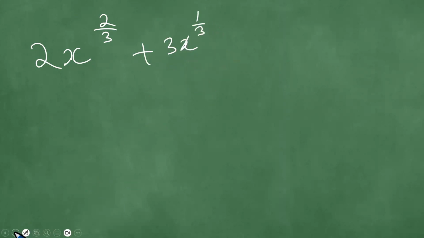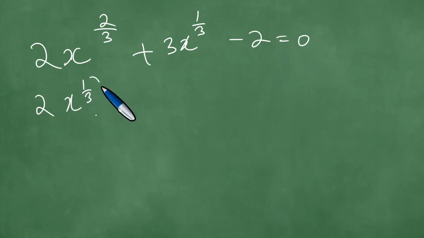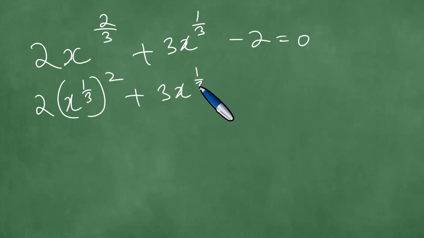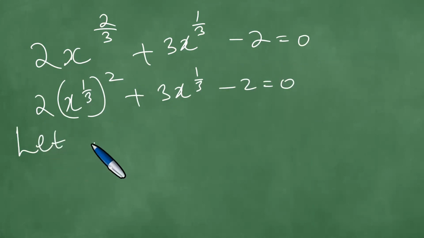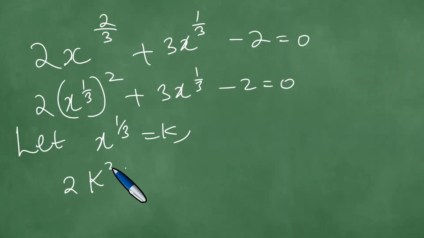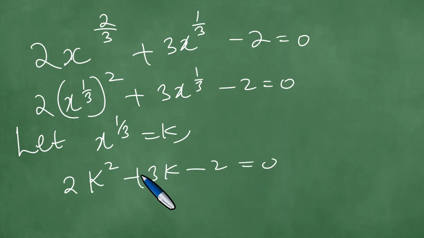Let's just look at it together. To solve this question, you can look at x to 1/3 and you square these. You let x to 1/3 equals k. So that 2k squared plus 3k minus 2 equals 0. So this is what we call the k method.